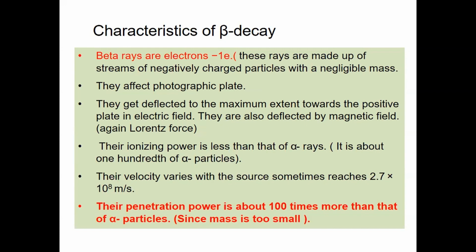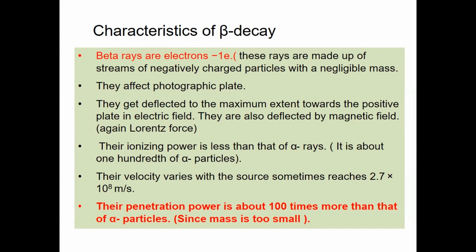Their ionizing power is less than that of the alpha particles. It is about 100 times smaller as compared to the alpha particles. Their velocities vary with the source and sometimes can reach 2 to 3 times 10 to the power 8 meters per second. Very high speed they can attain. Their penetration power is about 100 times more as compared to alpha particles. Their mass is too small, and therefore they really can penetrate further deep.